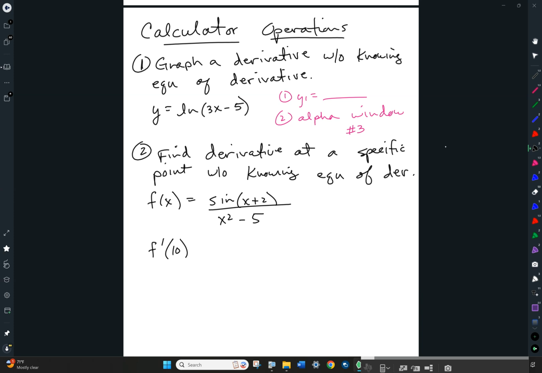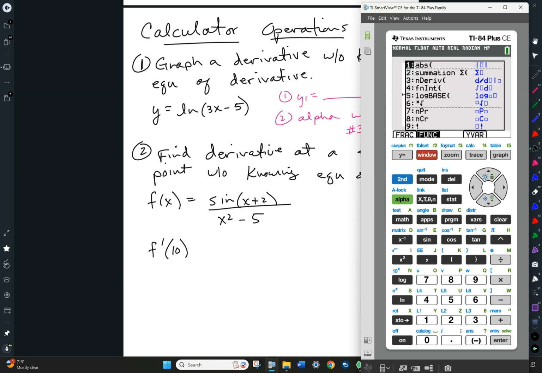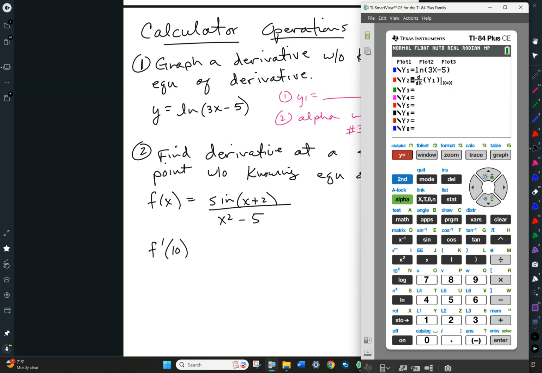Now, you can actually do this from the graph screen, but it's a little more involved. I want to do it from the home screen. So my suggestion is, let me clear both of these out, and go ahead and put that into your y1. So I'm going to put in the fraction, on top sine of x plus 2, and on the bottom, x squared minus 5. Oops, sorry, forgot my x. Is that x squared minus 5?